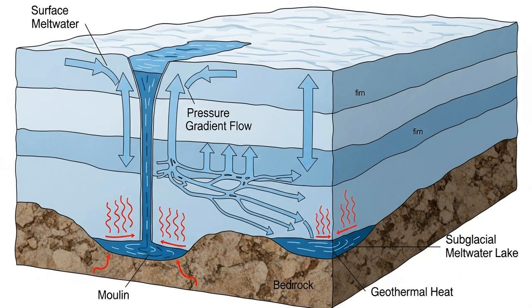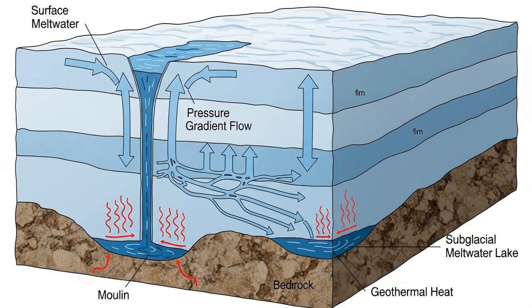The second source comes from the bottom of the glacier itself, a process called basal melting. The sheer weight of the overlying ice, which can be thousands of meters thick, creates such intense pressure that it actually lowers the melting point of water. Add to this the natural geothermal heat radiating up from the Earth's crust, and the friction generated as the massive glacier grinds against the bedrock, and you have enough energy to continuously melt the base of the ice.